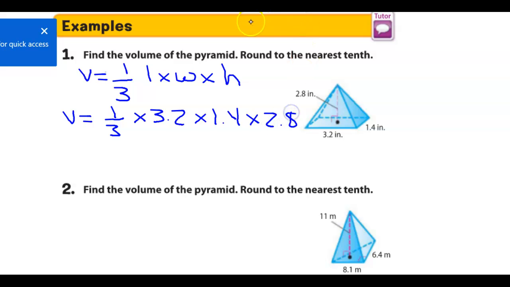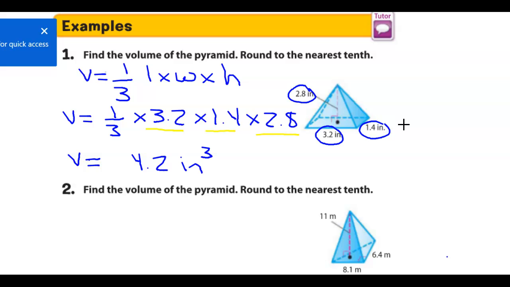So what I would have you guys do is go ahead and do 3.2 times 1.4 times 2.8, and let's go ahead and divide that by 3. When I divide that by 3, I'm going to get 4.2 inches, and we're dealing with volume, so we're going to cube that. Again, I did 2.8 times 3.2 times 1.4, in any order that you want, and then we just take 1/3 of that, and when you take 1/3 of a number, it's the same thing as dividing by 3.